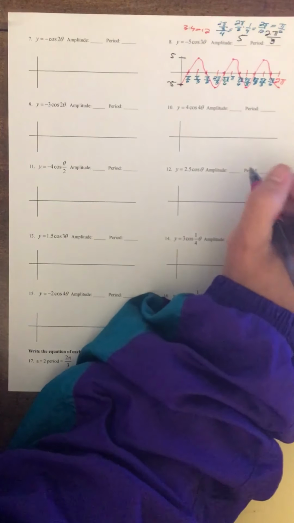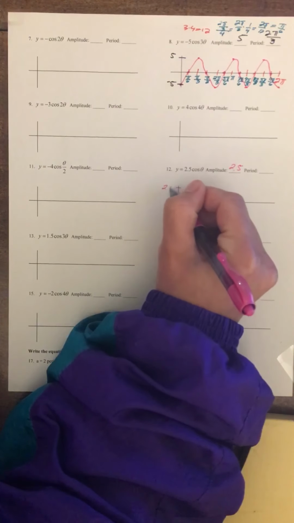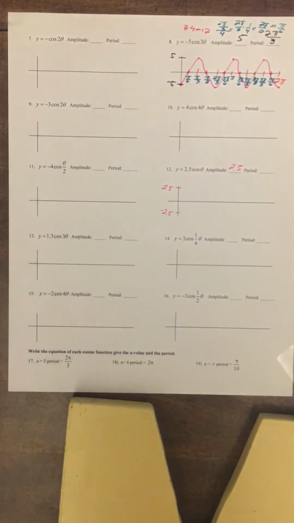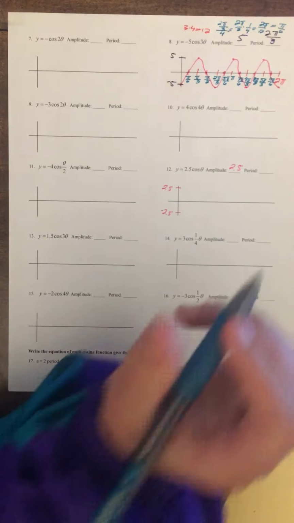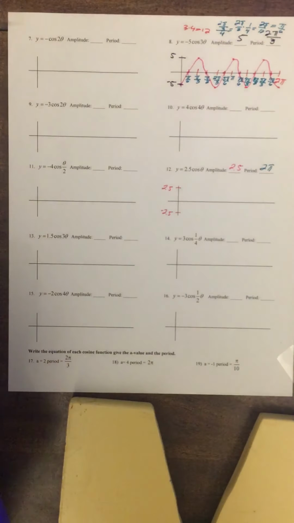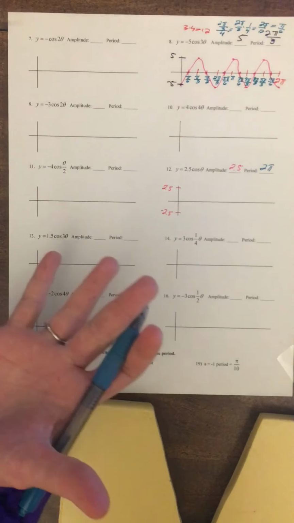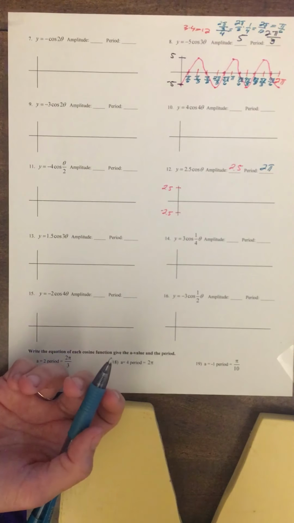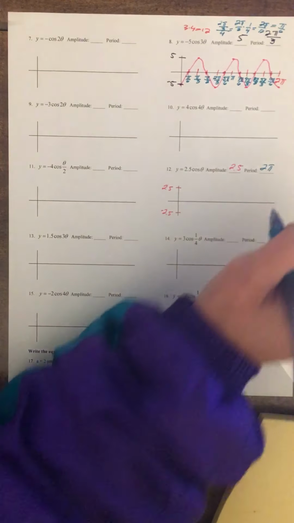On number 12, the amplitude is 2.5. So this is 2.5. This is negative 2.5. And our period is 2 pi over b. Here b is 1, so 2 pi over 1 is just 2 pi. To determine how many sections we're going to divide this up into, we have to see how many cycles we have. Well, b is 1, so we only have 1 cycle, which means we only have to divide this up into 4 sections.